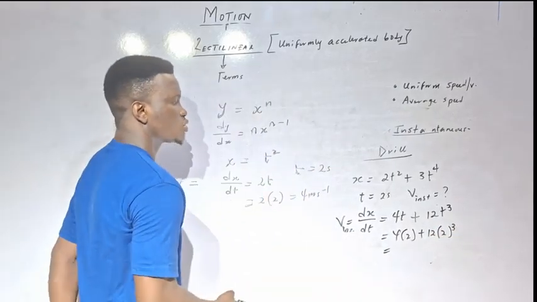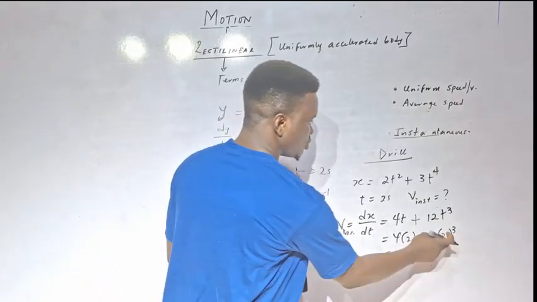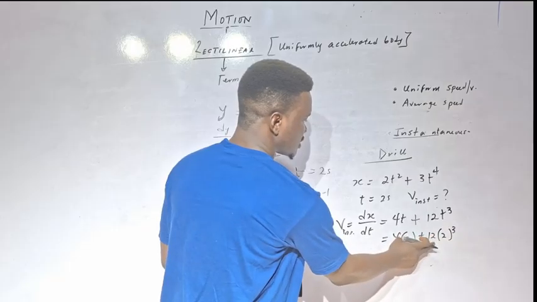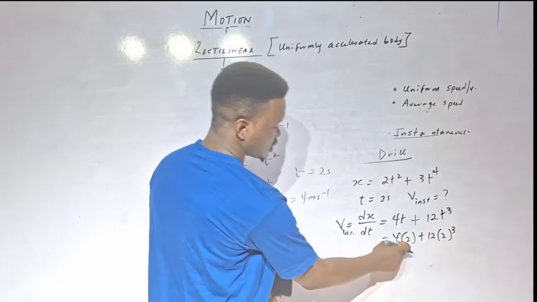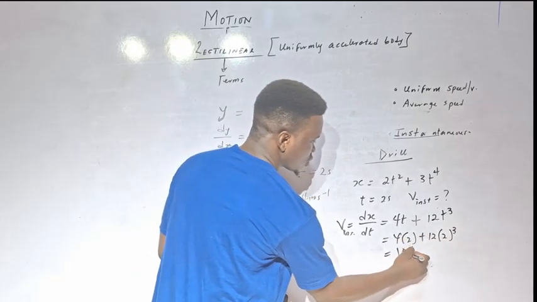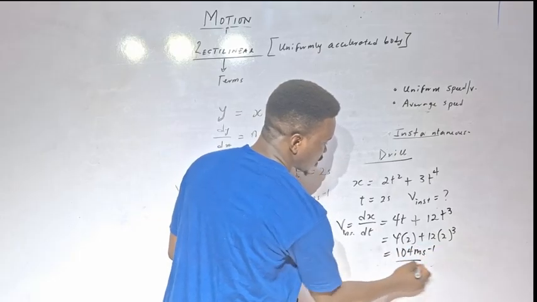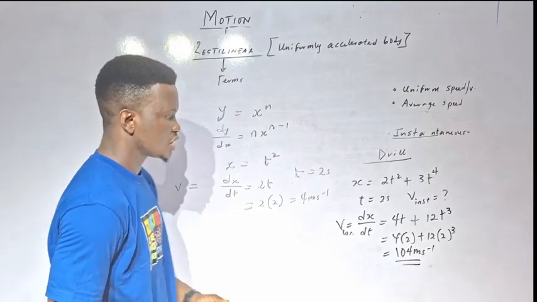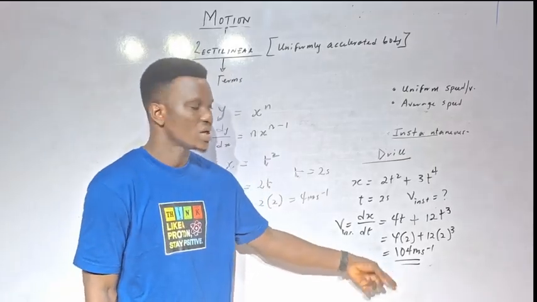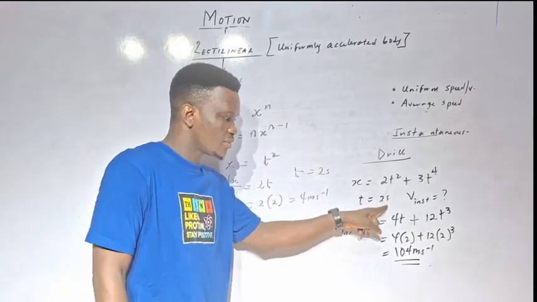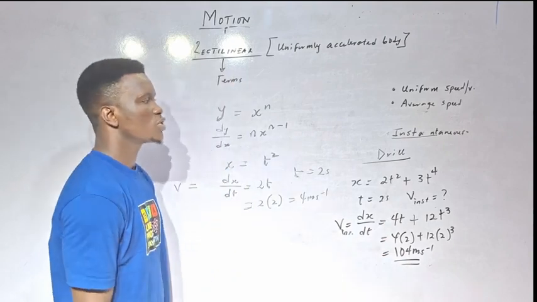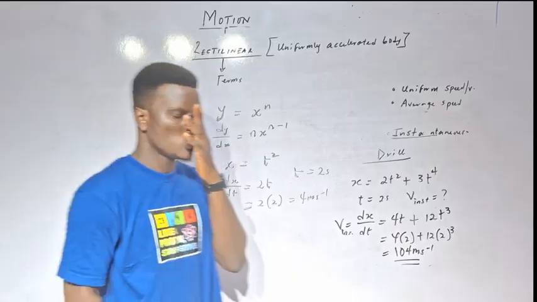So let's check. 2 raised to power 3 is going to be 8, times 12, that's 96, plus 8, that's 104. So the answer is going to be 104 meters per second. That means that is the speed at which that person is moving at that particular time. So that is called instantaneous speed. So that's that. So let's do a quick recap.